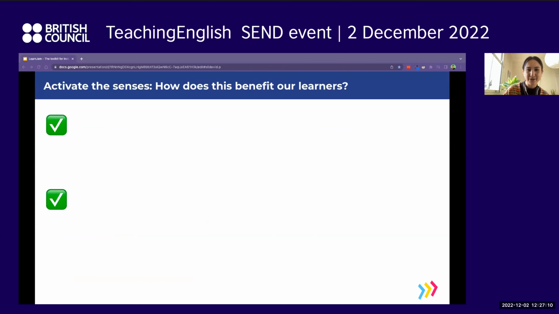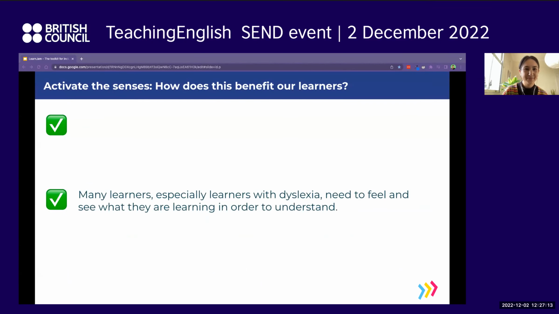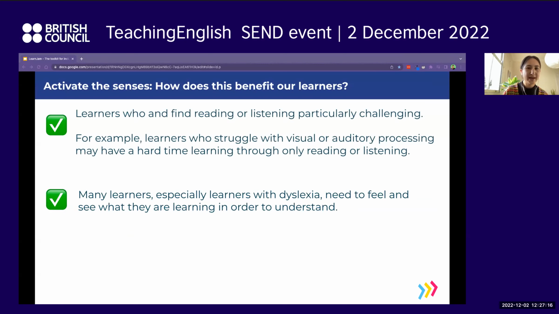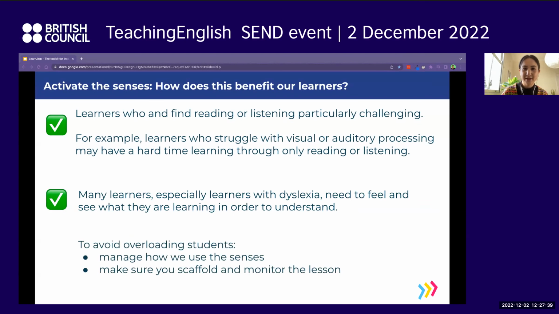So how does this benefit our learners? So learners who find reading or listening particularly challenging, it's good for these kinds of learners because learners who struggle with visual or auditory processing may have a hard time learning through only reading or listening. And then many learners, especially learners with dyslexia, need to feel and see what they're learning in order to understand. But while using the senses is important, we also need to manage how we use them, to avoid overloading students, and scaffolding and monitoring how our learners are coping with using so many senses.